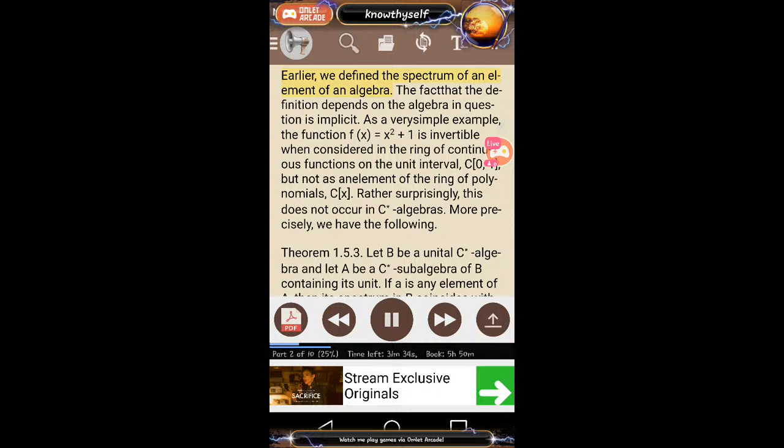Earlier, we defined the spectrum of an element of an algebra. The fact that the definition depends on the algebra in question is implicit. As a very simple example, the function f(x) = x² + 1 is invertible when considered in the ring of continuous functions on the unit interval, C[0,1], but not as an element of the ring of polynomials, C[x]. Rather surprisingly, this does not occur in C* algebras. More precisely, we have the following.